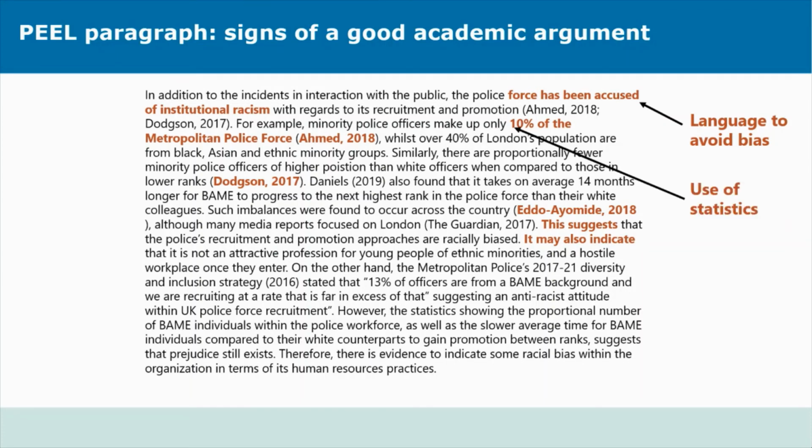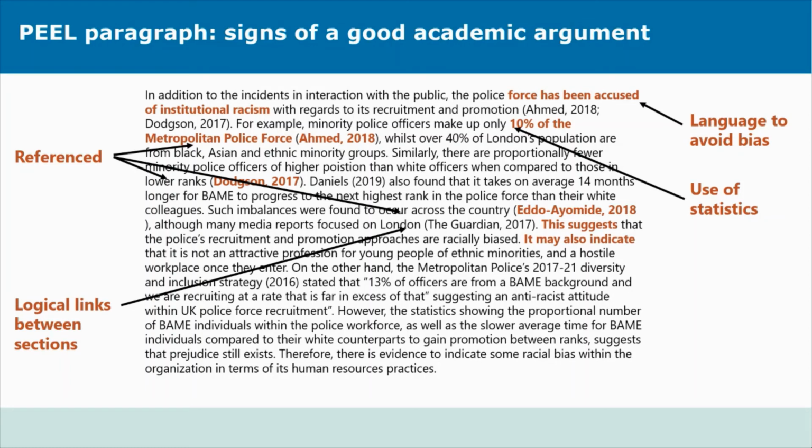The author uses statistics and solid evidence to back up their claim from reputable sources. Then the author also uses appropriate referencing throughout, for example, Ahmed 2018 and Dodgson 2017. This is good citing practice. You can see another video in this series on referencing and writing a bibliography for more on this. And you can see that the author uses language which makes logical links between sections in the paragraph. For example, this suggests, and it may also indicate.